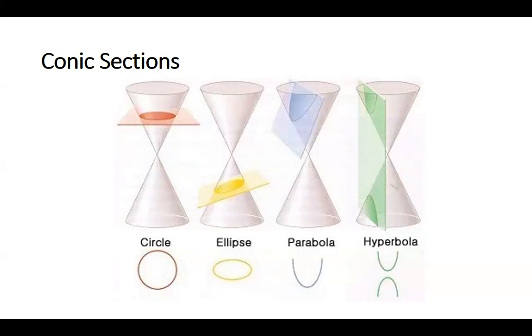You've got the parabola, where we take a plane and slice it through a cone at the same angle as the generator, therefore it only slices through one cone, but it never closes up again because it never makes it through to the other side of the cone.